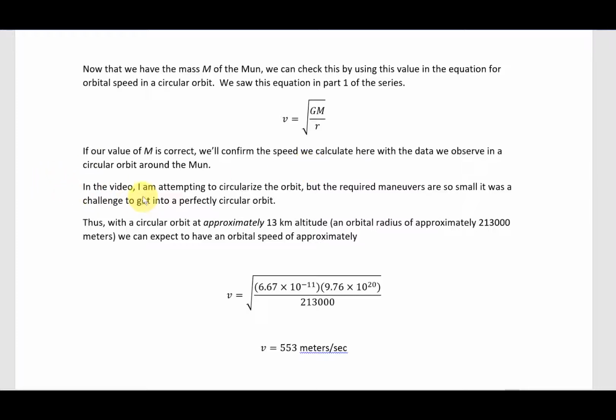So in the video, I'll be attempting to circularize the orbit, but the required maneuvers are so small that it was a challenge to get into a perfectly circular orbit. So with a circular orbit at approximately 13 kilometers altitude, that is an orbital radius of approximately 213,000 meters, we can expect an orbital speed of approximately v equals the square root of the gravitational constant times the mass that we just finished computing, divided by the orbital radius for the circular orbit. We'll expect the speed to be around 553 meters per second. Let's see if that checks out in the game.